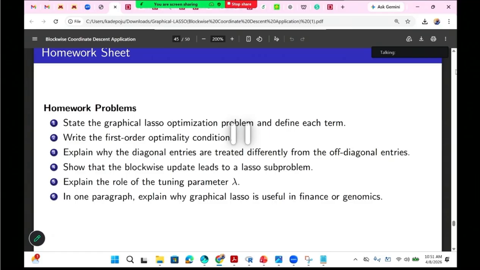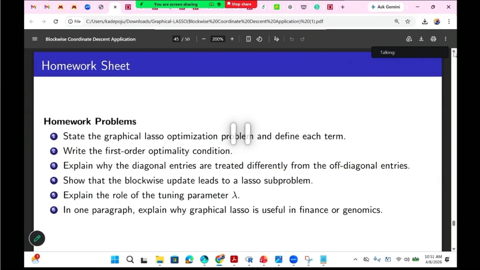Now, there's another homework sheet. State the graphical lasso optimization problem and define each term. Write the first order optimality condition. Explain why the diagonal entries are treated differently from the off-diagonal entries. Diagonal entries are where the variances are. You don't touch them. In fact, we normally want them to go up, because we want them greater than 0 so we can attain positive definiteness.